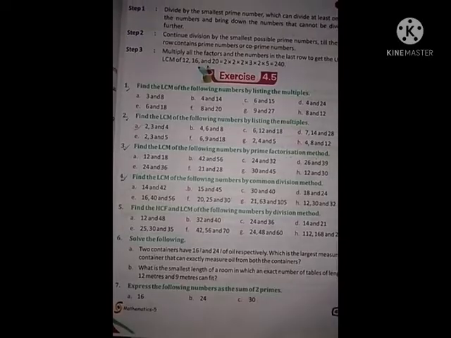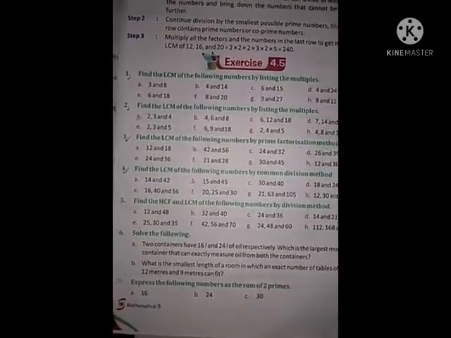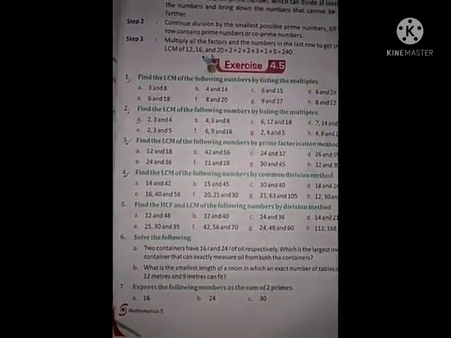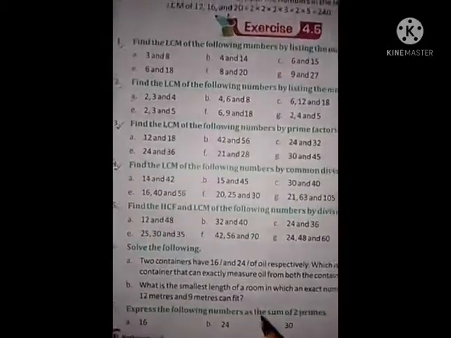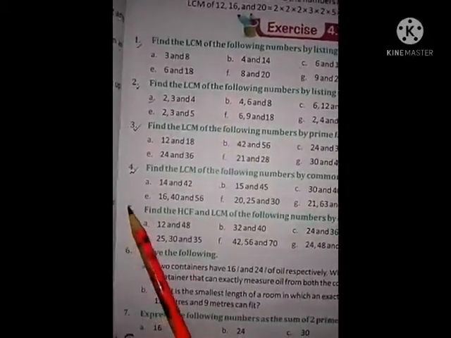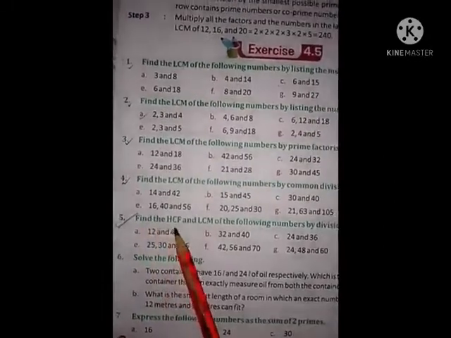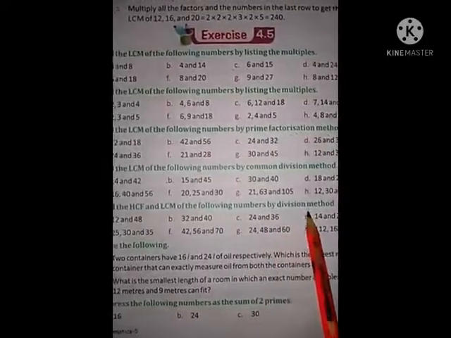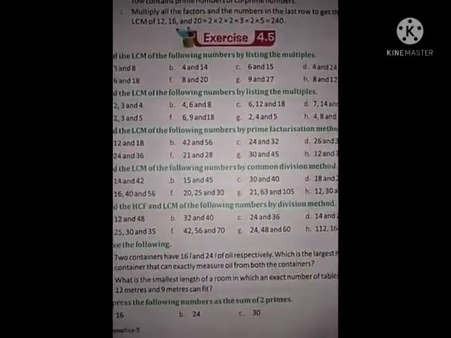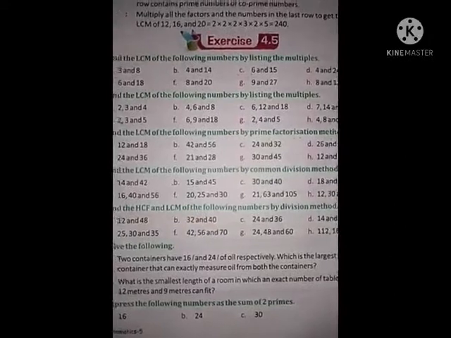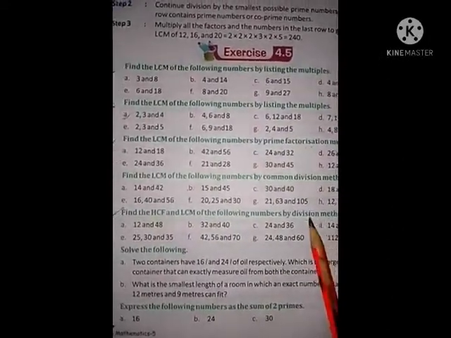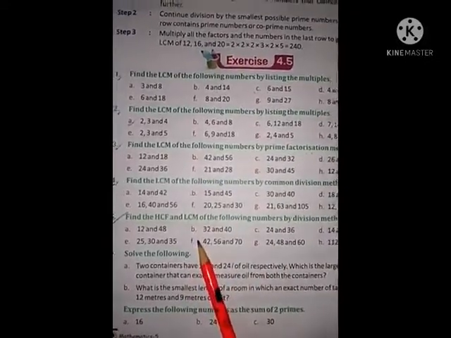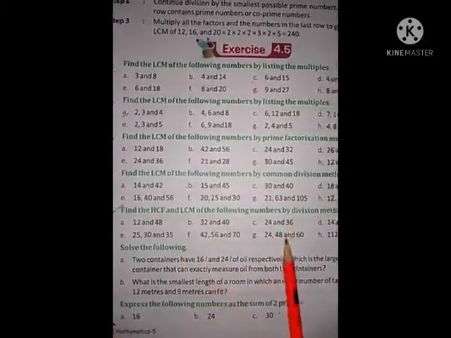We are discussing exercise 4.5, right? In yesterday's class we discussed question numbers 1, 2, 3 and 4, right? So today we are going to discuss question number 5. Find the HCF and LCM of the following numbers by division method. In our previous class we discussed the division method, right? So use the division method and find out the HCF and LCM of the given numbers.